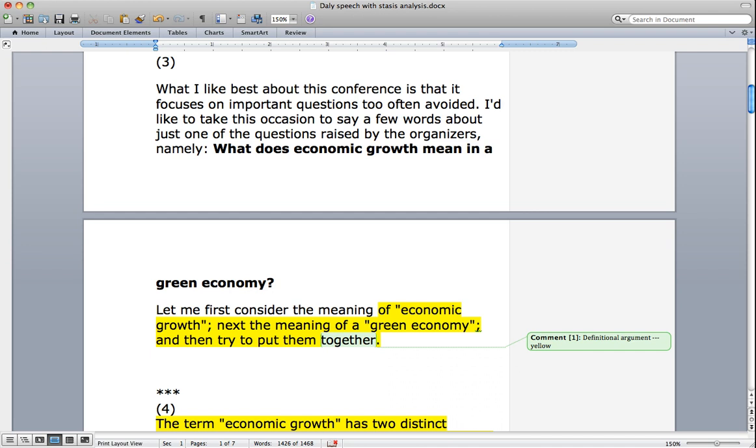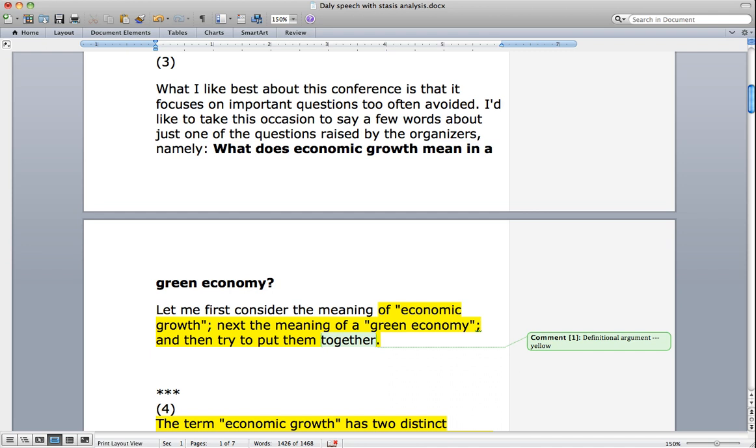Arguments in yellow are definitional arguments. Arguments in green are arguments of cause and effect. When we see blue, those are arguments of value. And when we see red, those are arguments of action. And I chose those colors just to be bright on the screen, not for any other kind of metaphorical reason.